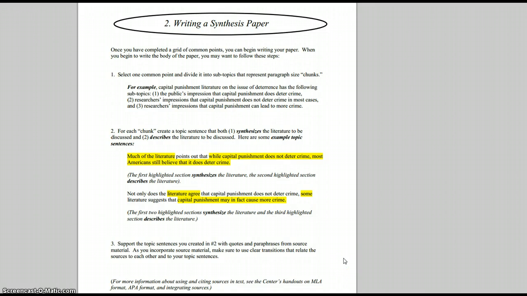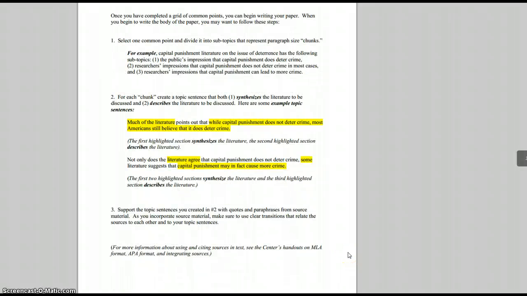When you get ready to start, remember we're going to synthesize and analyze. What you want to do at the beginning of each paragraph is have a sentence that does the synthesis and gets you ready to talk about specific studies in a little more detail. For their example, they start with something like, much of the literature points out that while capital punishment does not deter crime, most Americans still believe that it does deter crime. You can see here the highlighted section is synthesizing the literature and the second section is describing it.